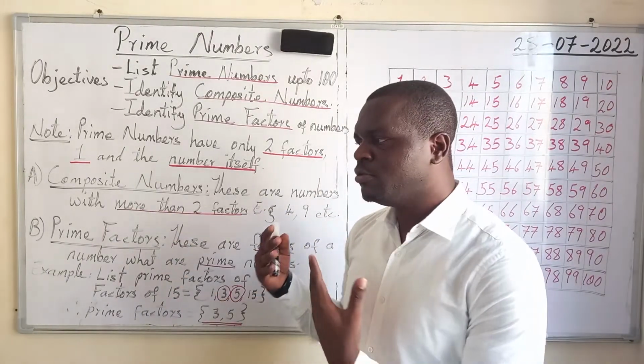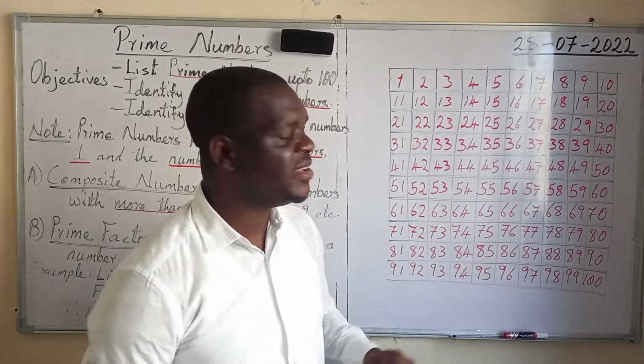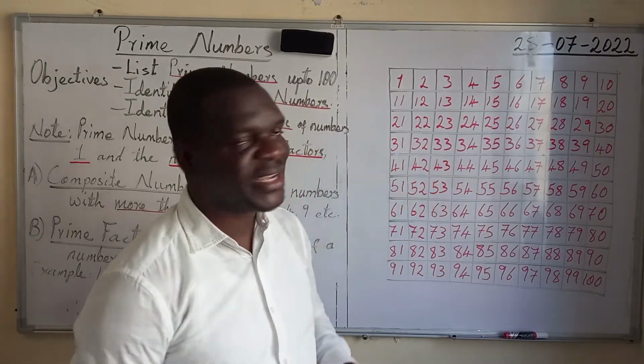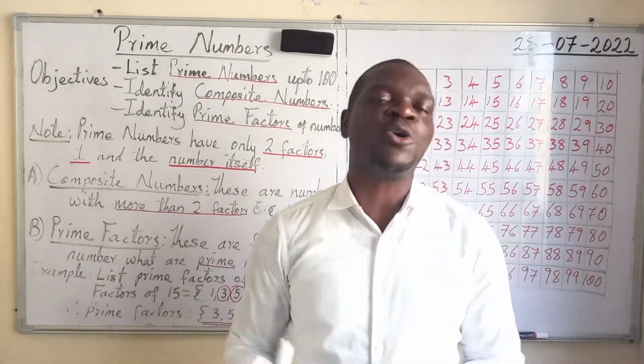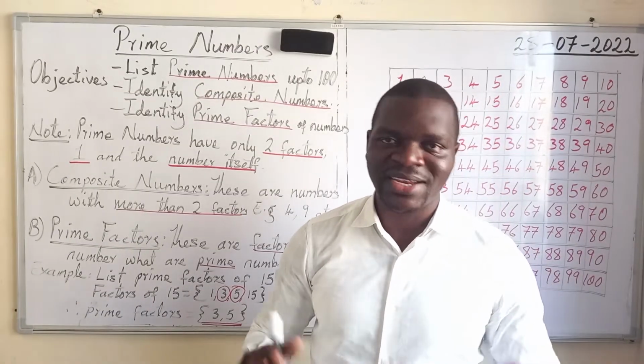We are going to do that in details using our beautiful table that's already prepared to find or identify all the prime numbers between 1 and 100.